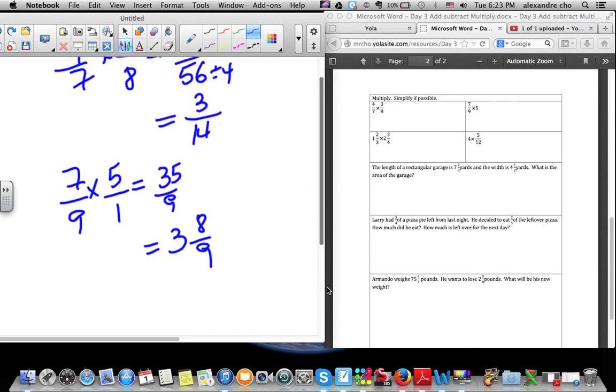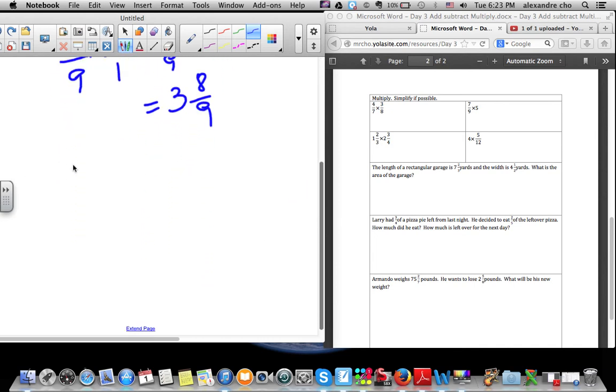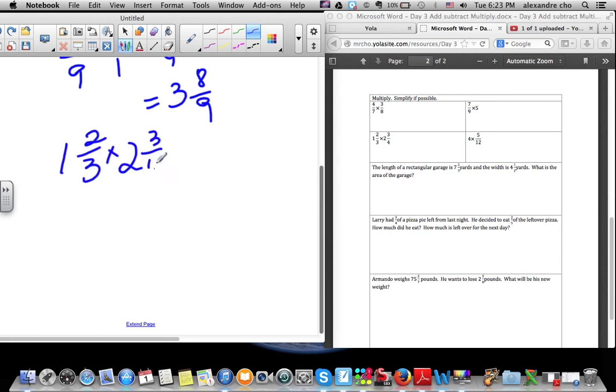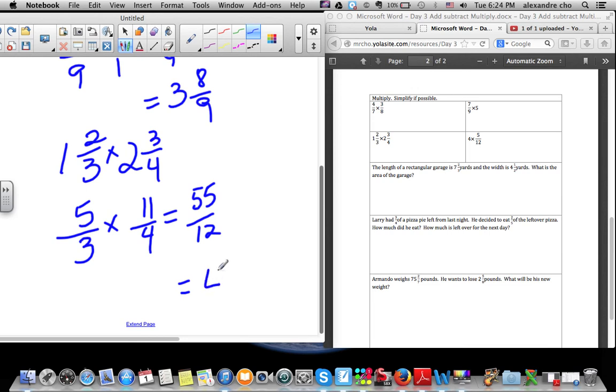Next one, we got two mixed numbers. 1 and 2/3 times 2 and 3/4. Want to change them? Don't multiply it in this format. So 3 times 1 is 3 plus 2 is 5, 5 over 3. So 1 and 2/3 becomes 5 over 3 times, 4 times 2 is 8 plus 3 is 11 over 4. Okay. Now we're ready to multiply. 5 times 11 is 55 and 3 times 4 is 12. Change it to a mixed number. 12 goes into 55 4 times, which is 48. You get 7 left over 12.